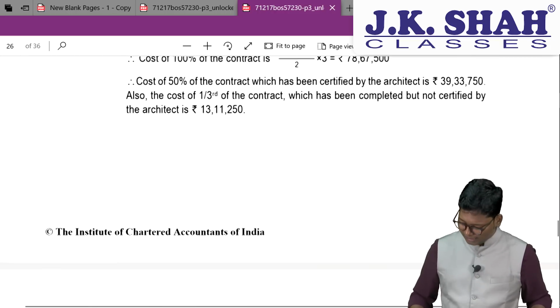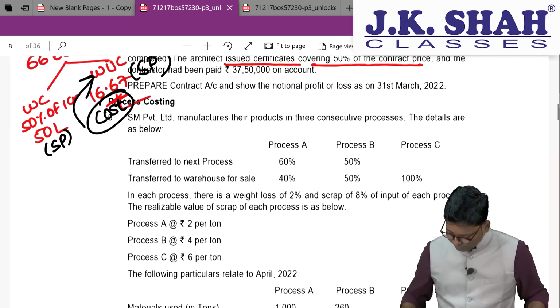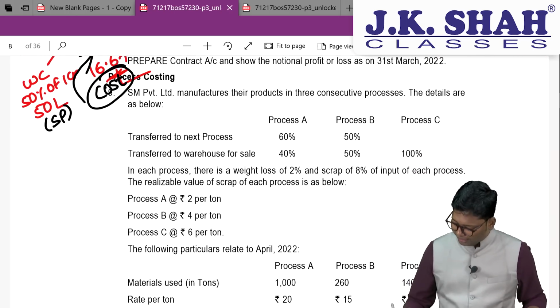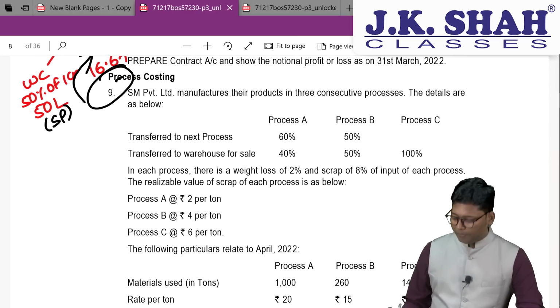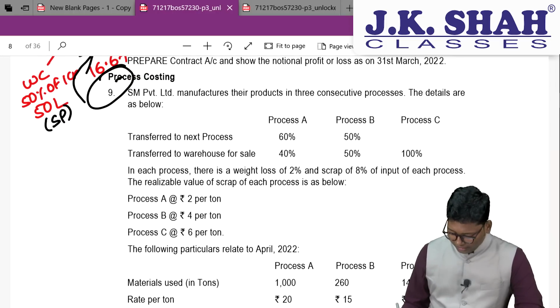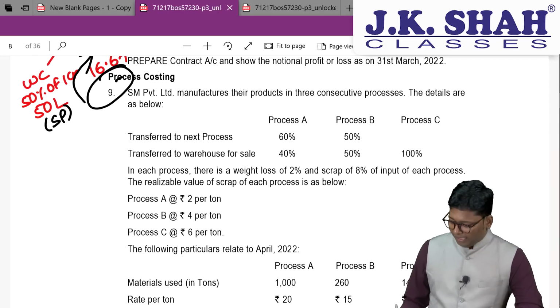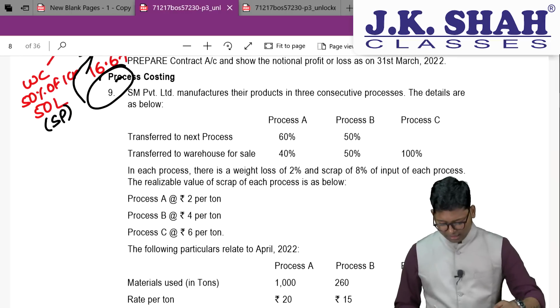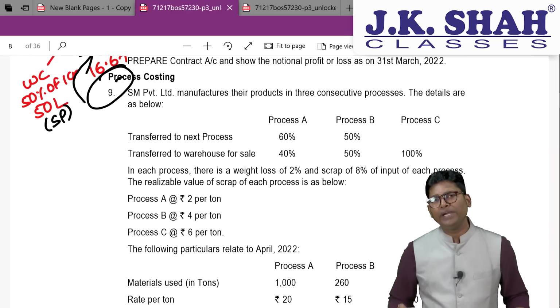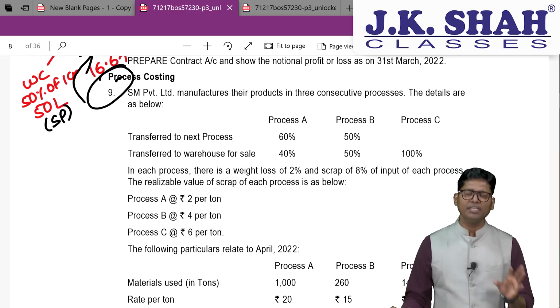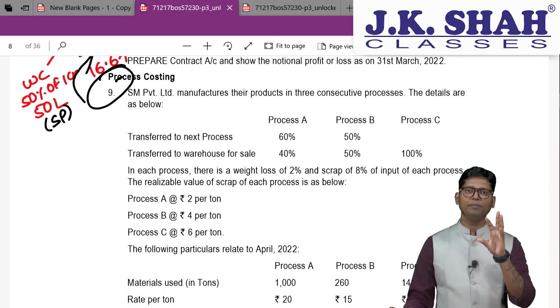Now, once this is done, we will be starting with the next point, and that one is the process costing related question. Question number 9 is the next one. One more important chapter is covered in RTP, and that is your process costing. If you check the question which is given in RTP, it is a very basic type of question where no equivalent production, no inter-process profit, nothing is given. Simply they asked you to prepare process accounts.